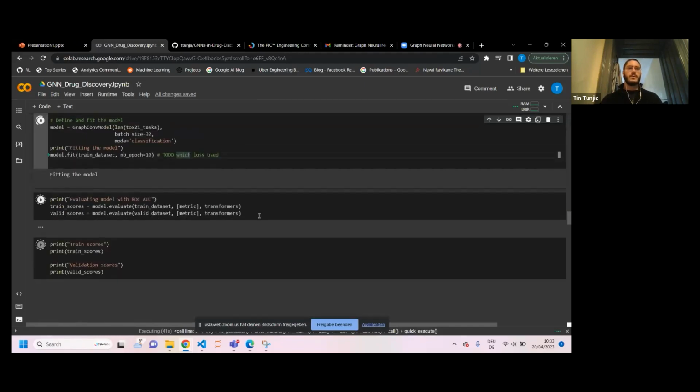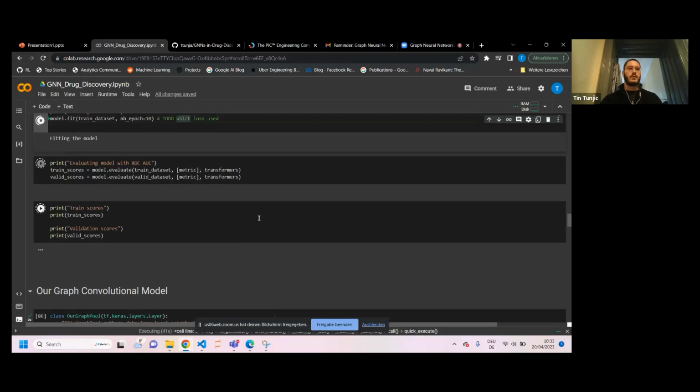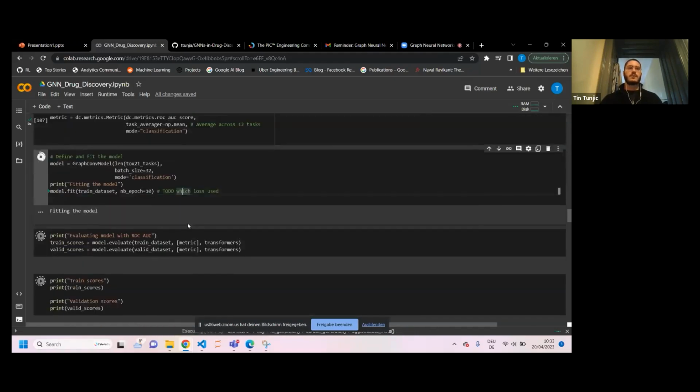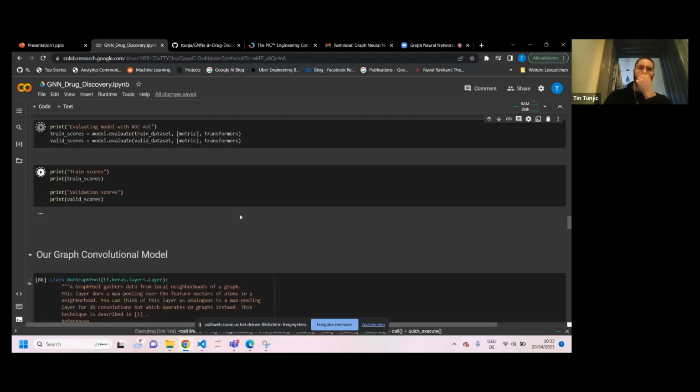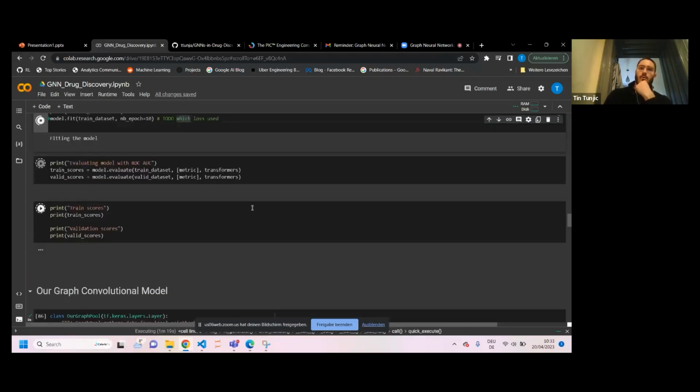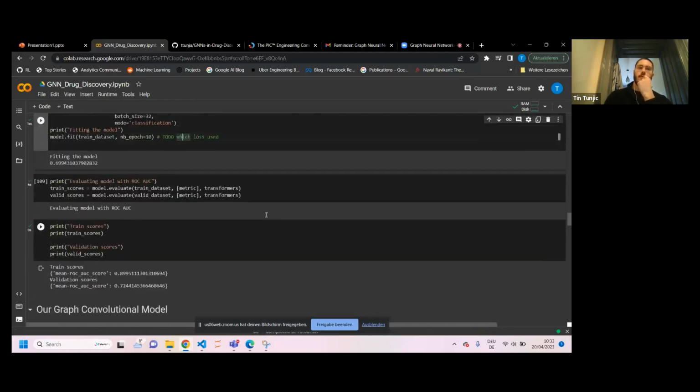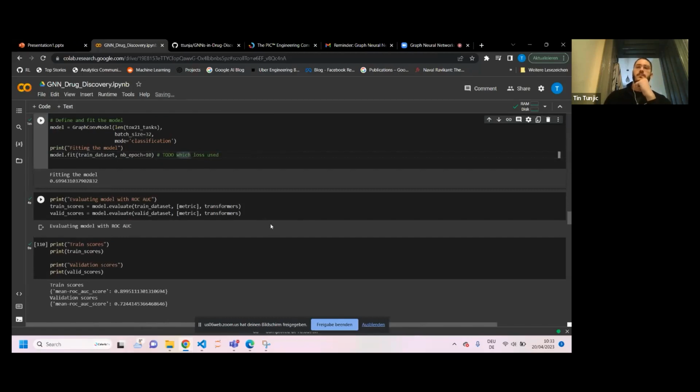Now we are waiting, which is taking a little bit more than the multitask classifier. And once that is done, you'll see the train and validation scores, and we'll see how much better that actually is. After that, we are going to go into the graph convolutional model. I've written a graph convolution model, and also the graph pooling, so that we can use different graph pooling techniques to see what is actually the best to use.